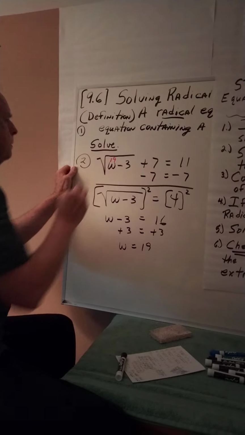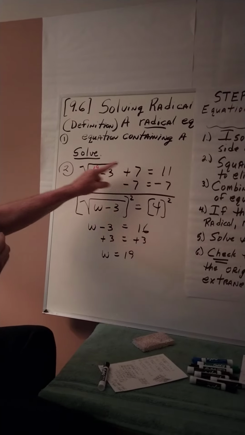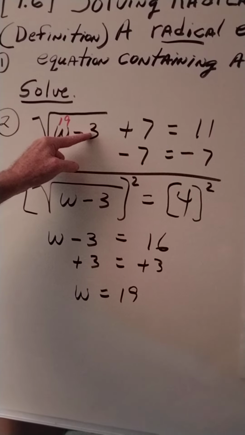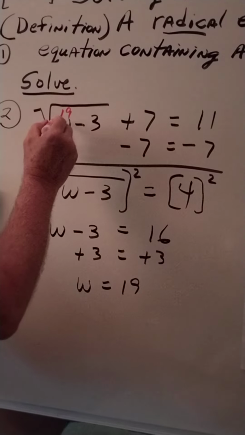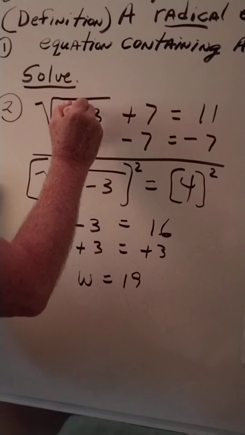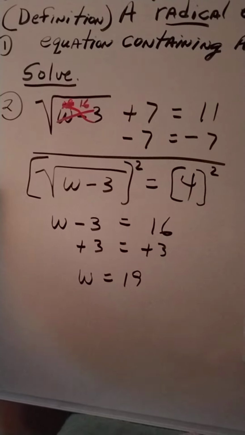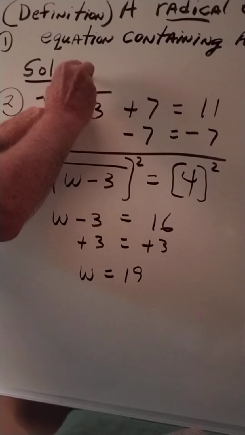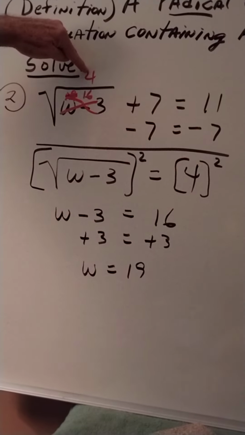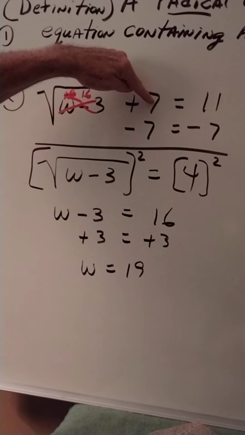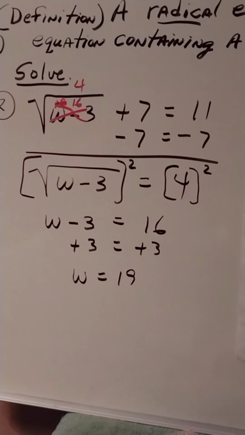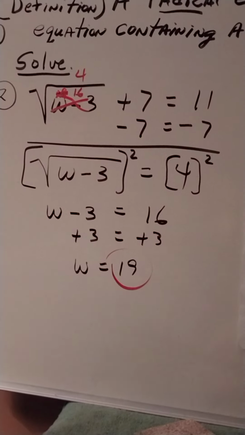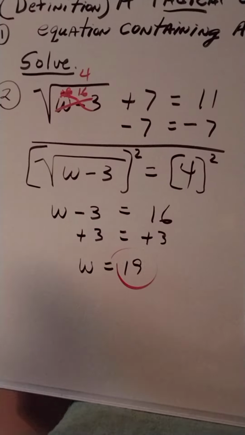Put it in the original. Now, very carefully. 19 minus 3 is 16. The radical of 16 is 4. And 4 plus 7, bullseye. It checks, and it is honored. It's not extraneous. It is the solution.